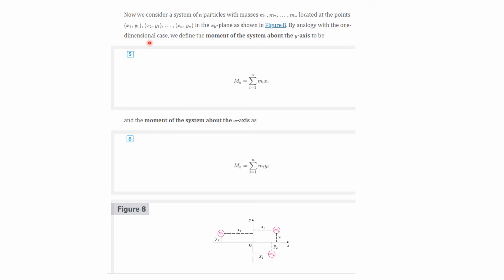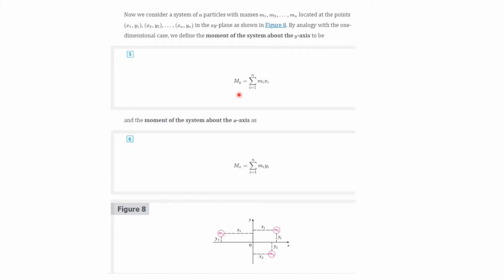Now we're going to talk about two dimensions. You see we now have m1, m2, and m3 located in the xy plane, where you have x and y coordinates. For equilibrium, you have stability in two dimensions: you would like it to be in equilibrium with respect to the y-axis and with respect to the x-axis. We do the same kind of thing, except the moments about the y-axis end up being these x values, and the moments about the x-axis end up being these y values.